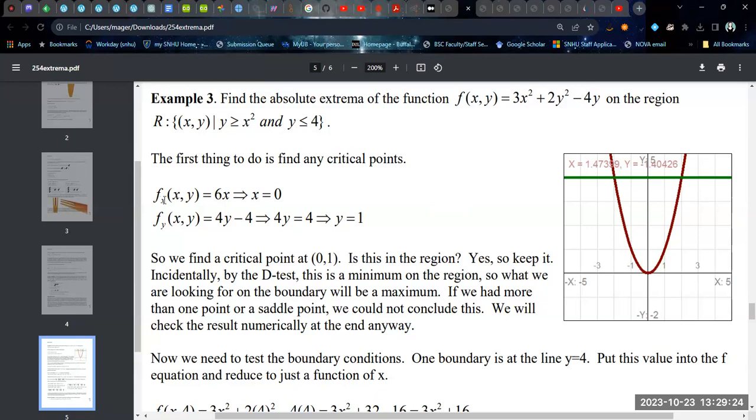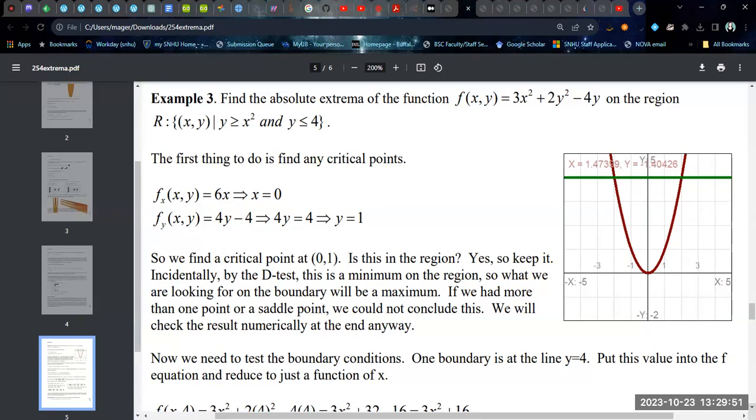So we're going to take our first derivative. The derivative of this with respect to x is 6x, so x is 0. We're going to find the derivative for y, which is 4y minus 4, and we'll set this equal to 0. We get y equals 1. Now, that point is going to be right here, which is inside the region, and so we keep it.